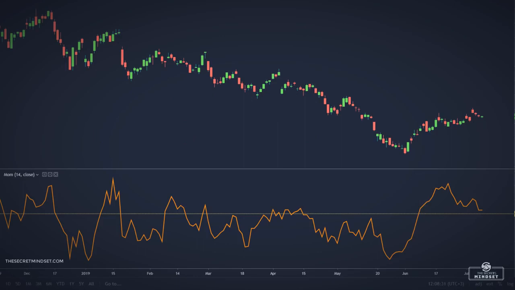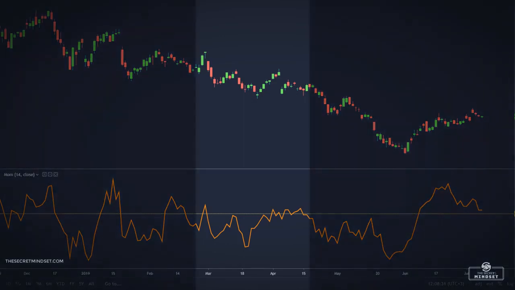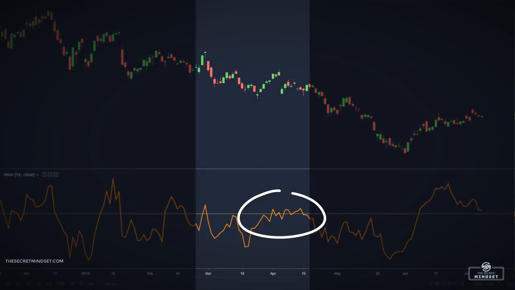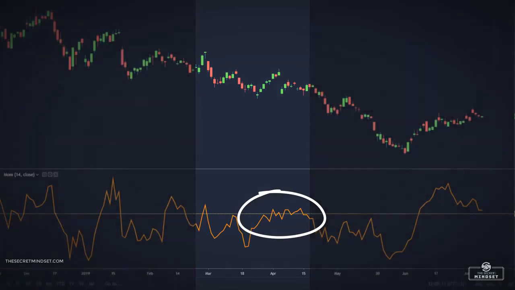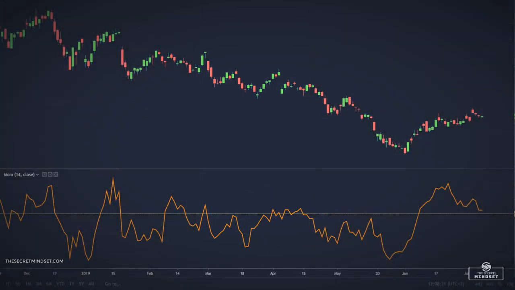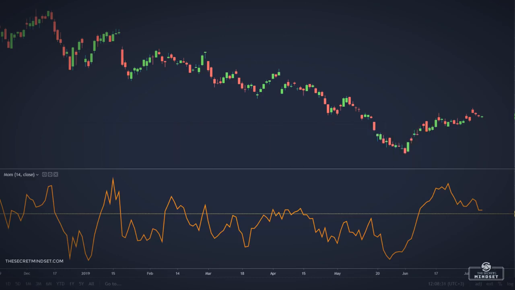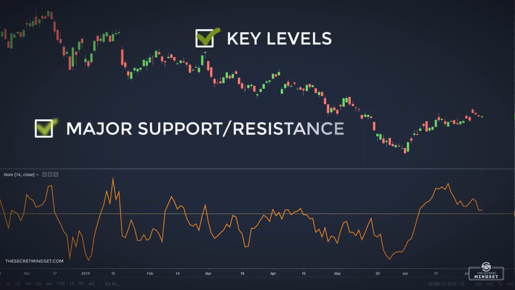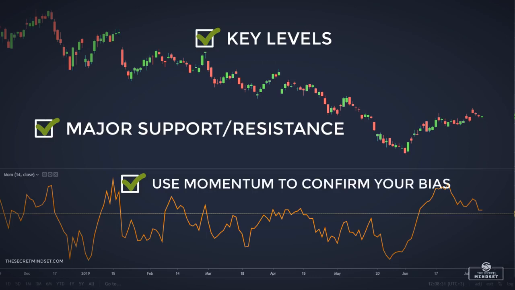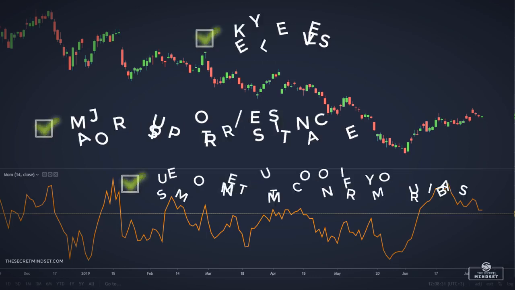But what about when the markets are not trending? Look at this area. You can see at least 4 or 5 false signals which would have damaged your account. Despite the fact we are analyzing the daily chart, we can clearly see that the indicator is not reliable for generating good signals when used alone. So you should never use the momentum as a standalone tool. Pay attention to key levels, identify the major areas of support or resistance, and use momentum as an additional confirmation instrument to confirm your bias.